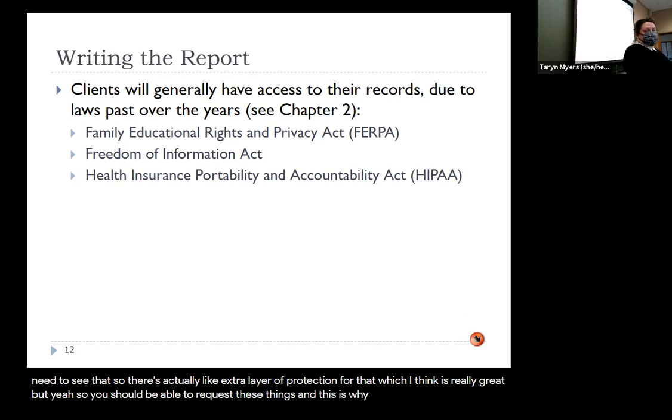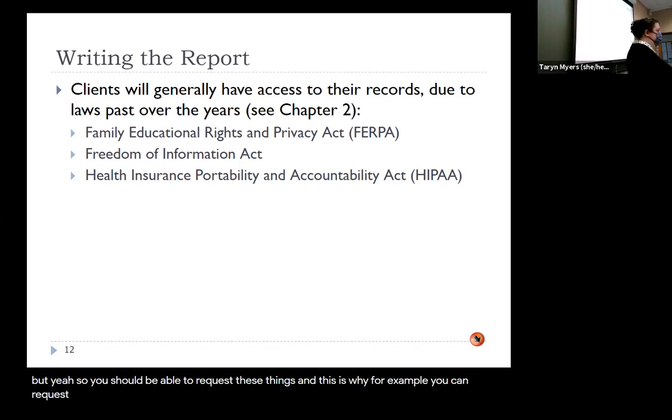And this is why, for example, you can request your transcripts years afterwards. I mean, it was a little ridiculous that when I was applying for these jobs, I had to provide my undergrad transcript.